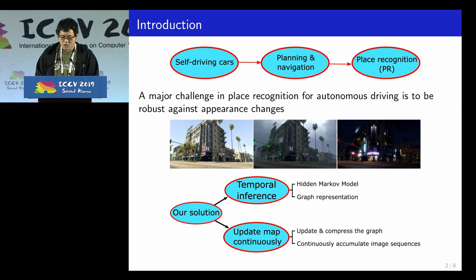To address the issues, other works try to find an image representation which is invariant to appearance change. Different from them, our proposed solution has two parts. First part is to perform temporal inference with hidden Markov model in the graph representations. Second part is to keep updating the map and image database because we believe that the richer the database is, the more robust we are. However, since we continuously update, the map gets bigger and bigger over time. So we propose a method to compress the graph when updating a new query.